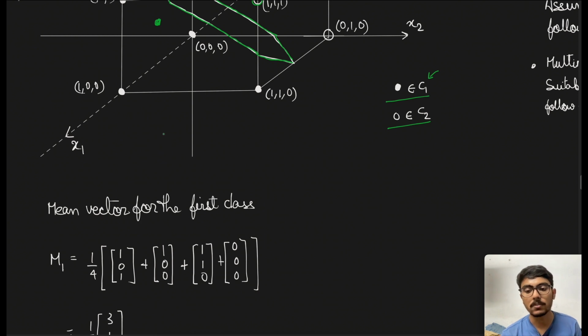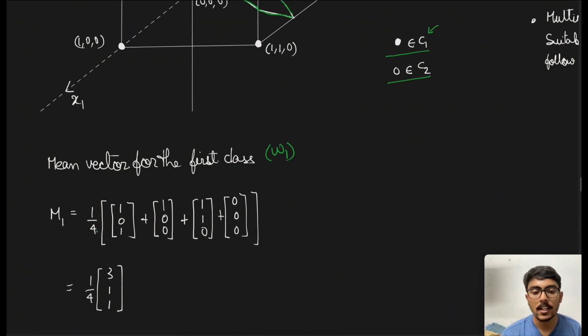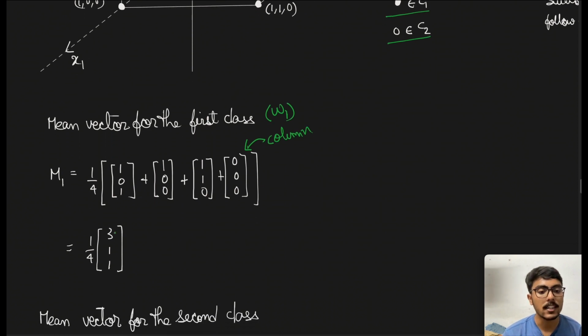First, what we will do by using Bayes classifier is find out the mean vector of the first class, that is omega 1. For that we do the simple thing: we add all the pattern vectors and then divide by the total number of vectors we have. Remember that when we are using vectors we will always use the column format. So we add this, and this is the mean vector for the first class.